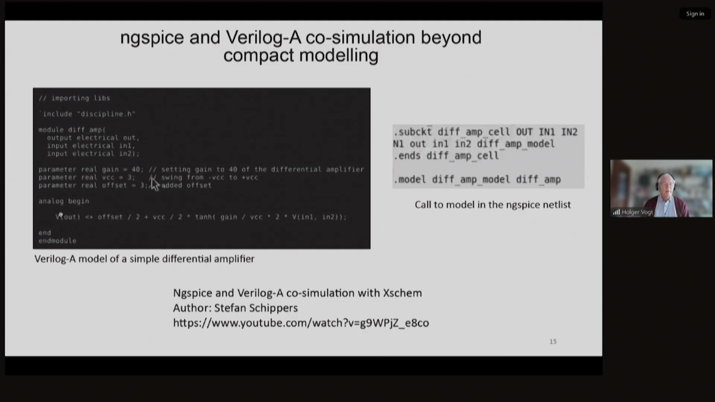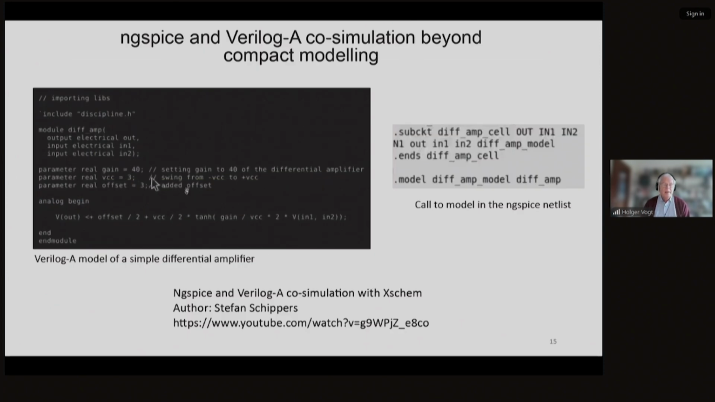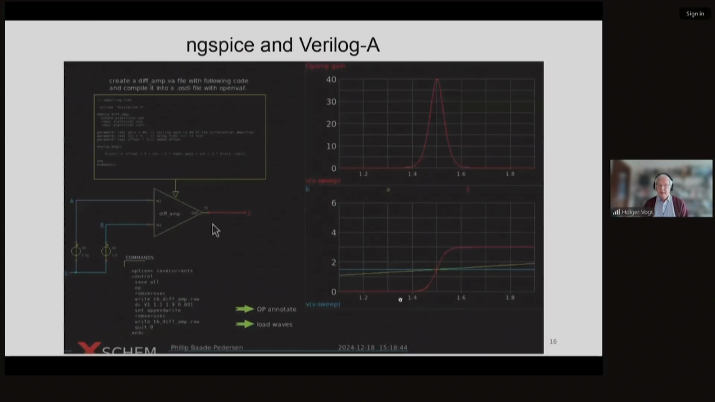This is the Verilog-A description of an amplifier. And this is the call in Ngspice to call this amplifier. This is what you see, the amplifier description. I have to go back. You see the amplifier uses tangent hyperbolicus. This is the input voltage, and you see the output is saturating. This is great when the output is not limitless, but saturating.